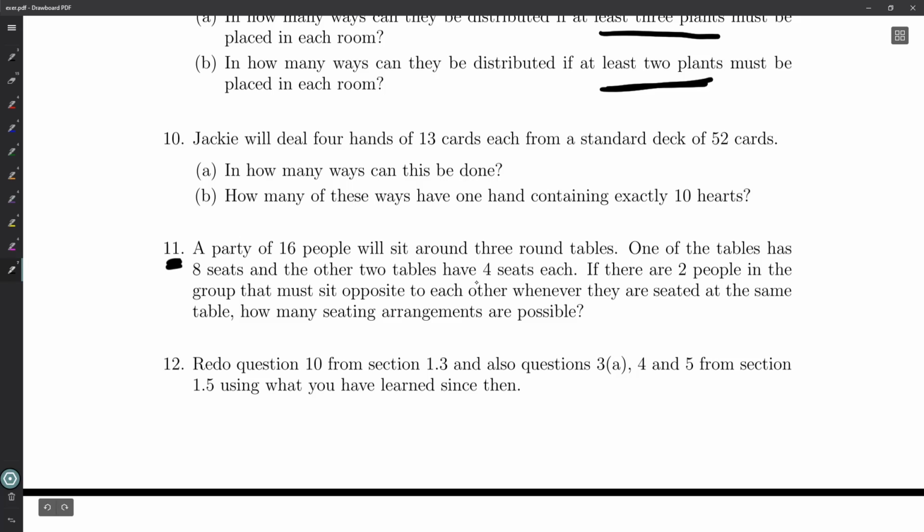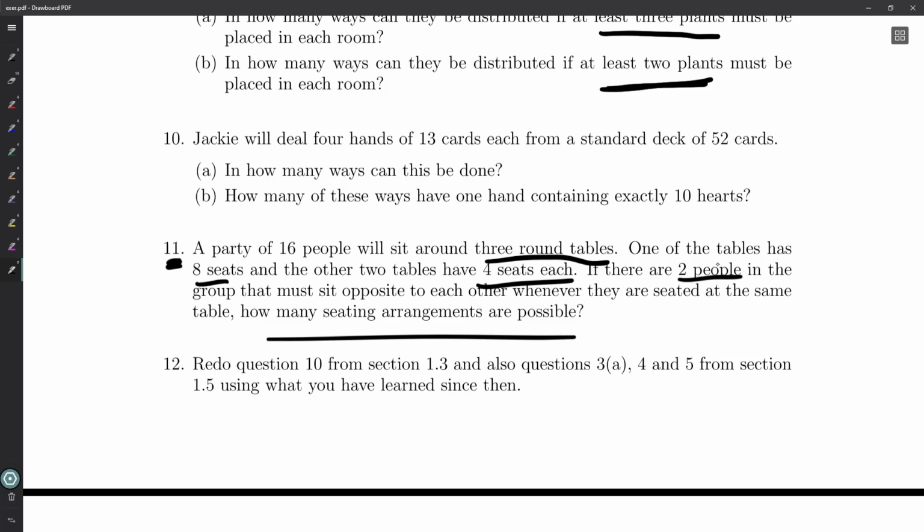Party of 16 people will sit around 3 tables. Oh, I like a table question. I do like a table question. One of the tables has 8 seats and the other 2 tables have 4 seats apiece. If there are 2 people in the group that must sit opposite to each other whenever they are seated at the same table, how many seating arrangements are possible?